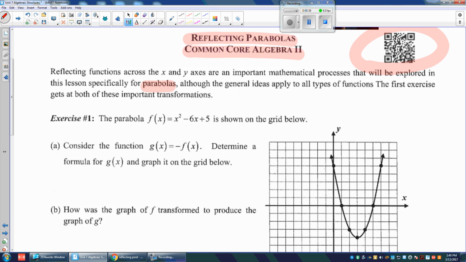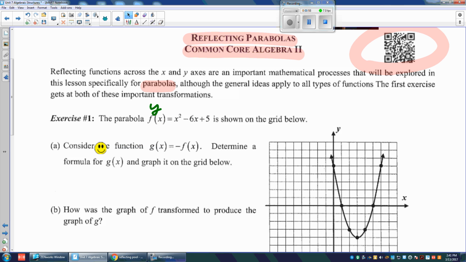The first exercise gets both of these important transformations. So let's look at the first one. There's another word for f of x. Do you know that other word for f of x? Why do you ask, Mr. Bryce? Yes, it is y. So here's the function f of x equals x squared minus 6x plus 5.